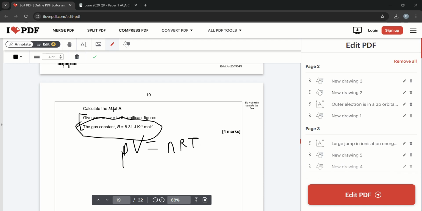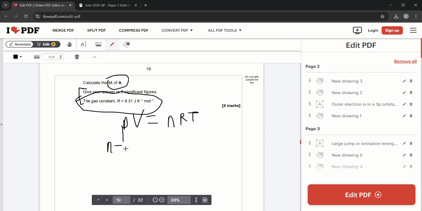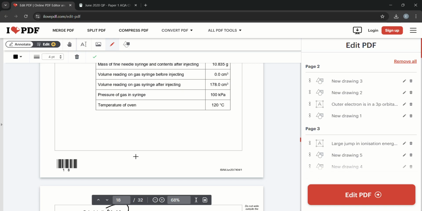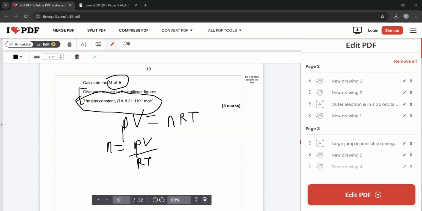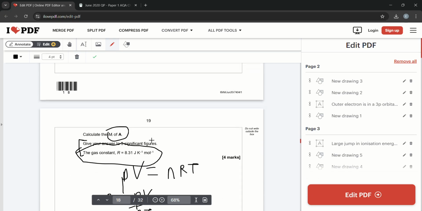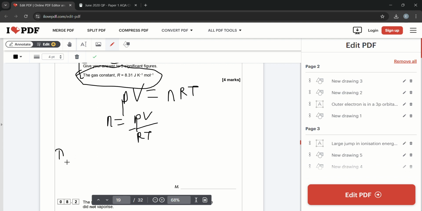What if we want to find out the MR of something? We need to know the moles, right? Using the ideal gas equation, n is equal to PV over RT, because we need to find the moles. Then moles is mass over MR, so MR is mass of A divided by moles. So let's do that first. Let's find out the mass of A.